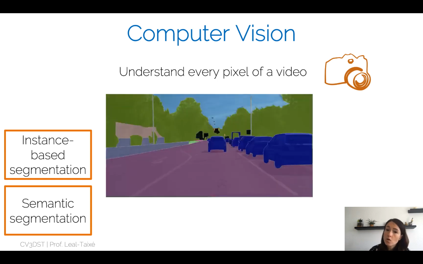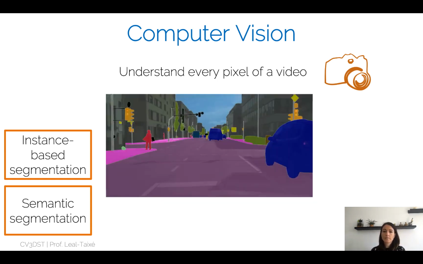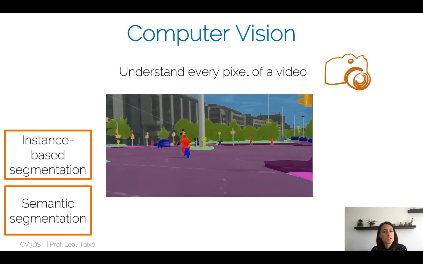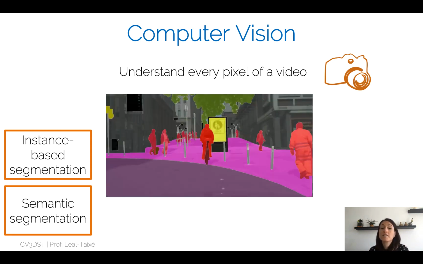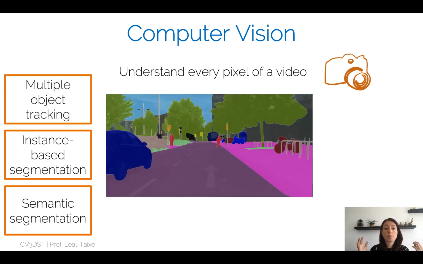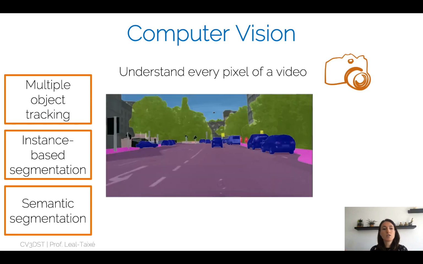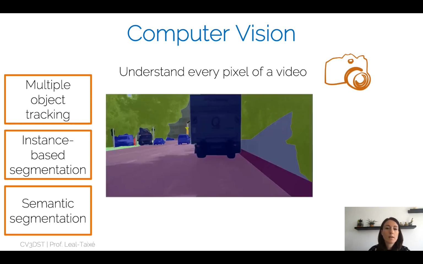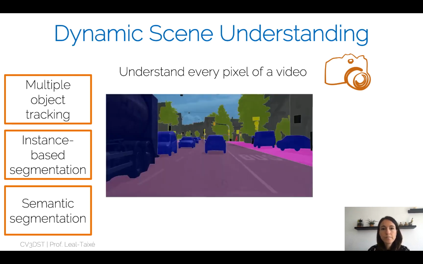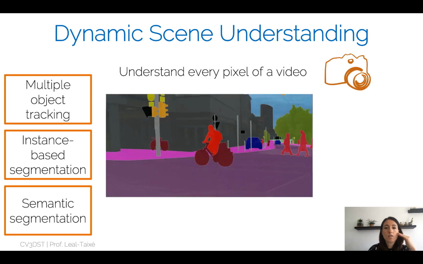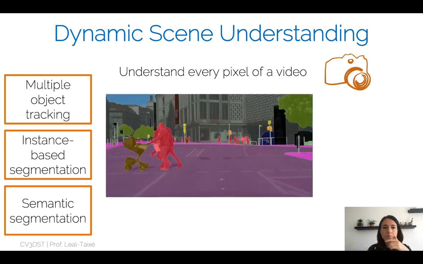And finally, of course, the world is not static. The world is moving. So we don't really want to understand every pixel of an image, but we want to understand every pixel of a video. And hence, we also inherently want to solve the problem of multiple object tracking. So actually detecting these objects, understanding where they are in the image, and following them over time. So this is overall kind of covered in the task of dynamic scene understanding.